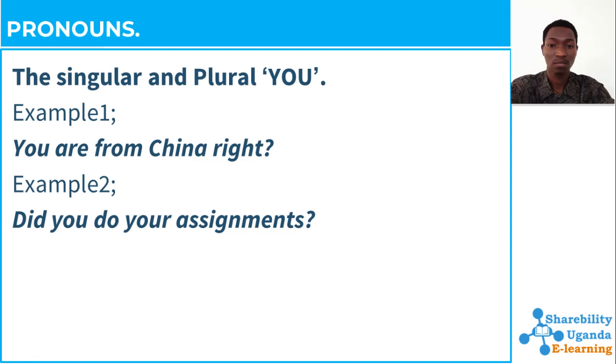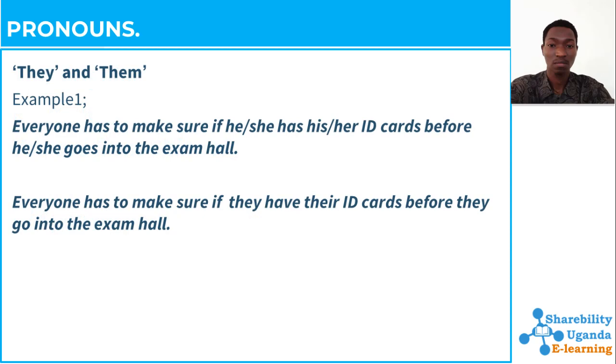Like in the example, you are from China, right? In that sentence, you can be a male or female. And then the next example, did you do your assignment? In that sentence, you can refer to a singular or plural noun and also a group of male or female students. Next, we can have the pronouns they and them.